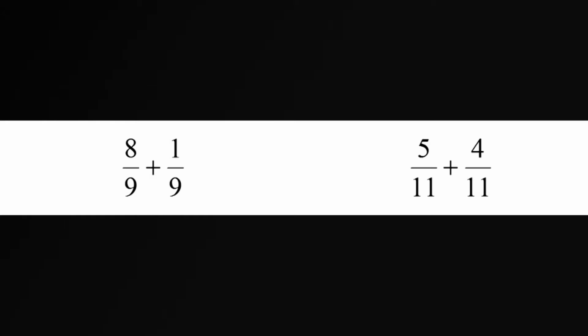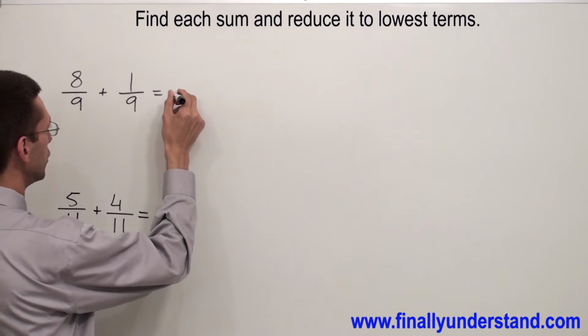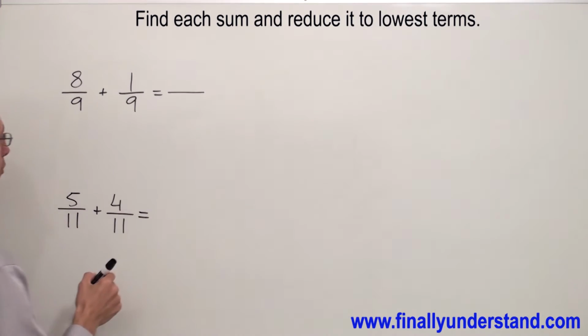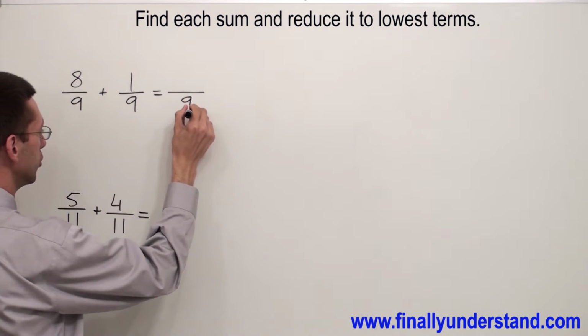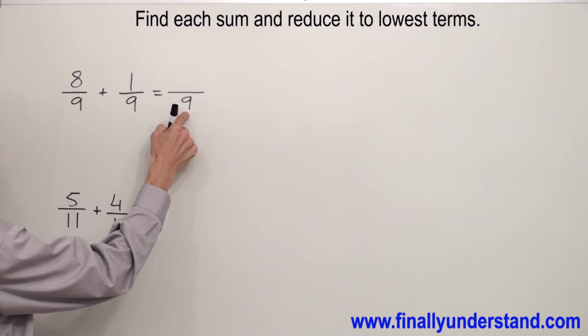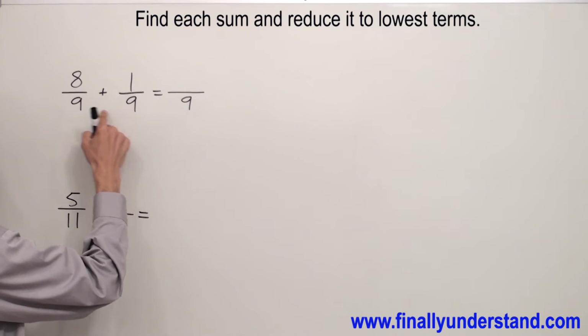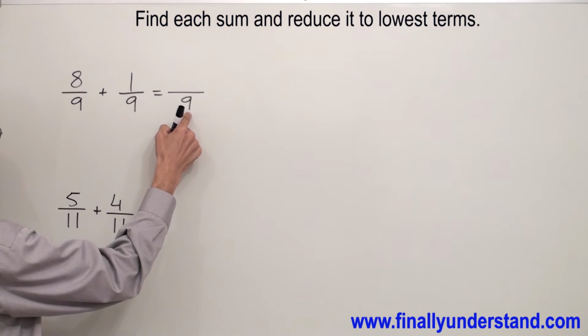Let's add these fractions. As you can see, we have a common denominator. If we have a common denominator, we can add the fractions. The denominator is 9. Remember, the denominator always stays the same. Okay, we do not add denominators, we just copy this down.